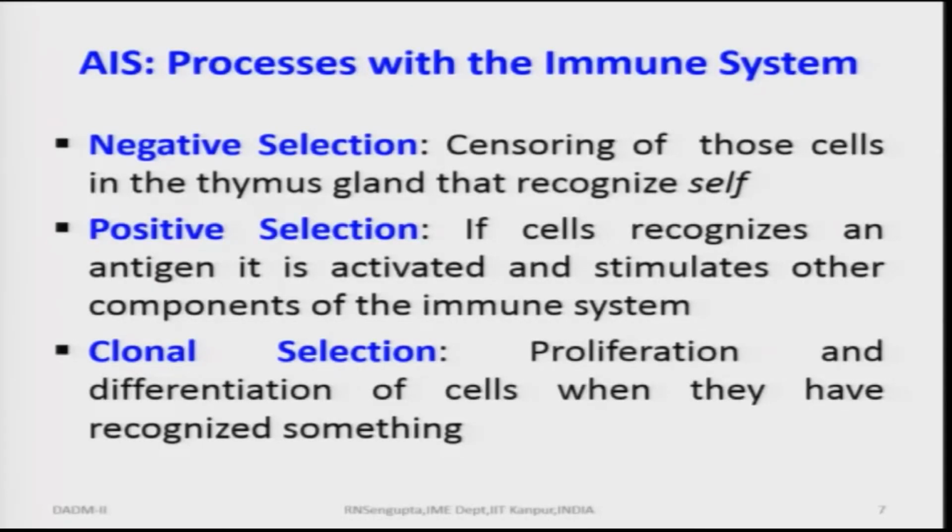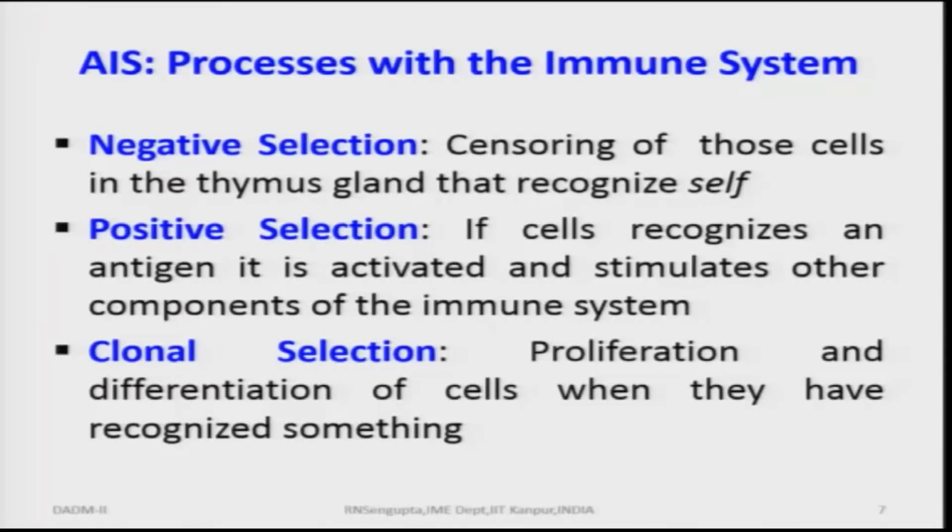Now, the process of AIS works, as I said, on the negative selection, the positive selection, and another is the clonal selection. I will go very briefly through them. The negative selection process works on the concept of censoring those cells in the thymus gland that recognize the self, based on which I replicate myself. More and more I replicate. So, that means I recognize myself and fight the people whom I do not recognize.